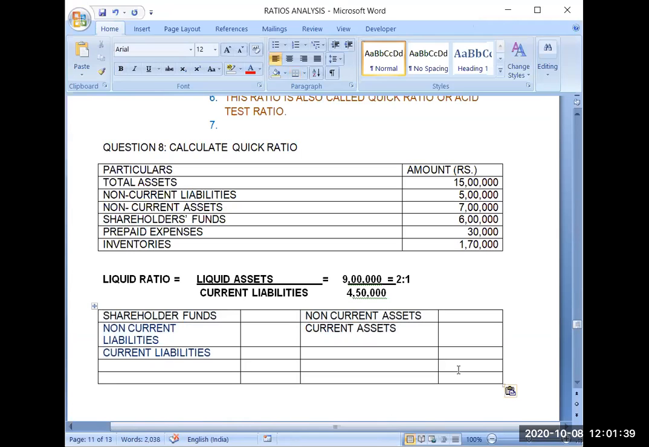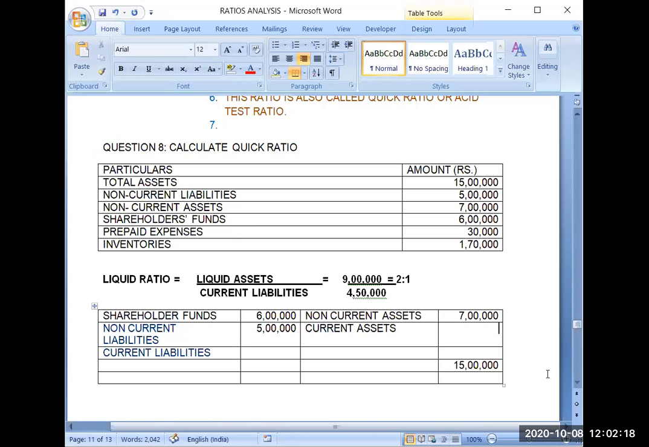See, total assets are given. So total assets will come here. Total assets are 15 lakh. Then non-current liabilities are given 5 lakh, so I will mention here non-current liabilities 5 lakh. Non-current assets are given 7 lakh. This will make the picture clear. Then shareholder fund is given 6 lakh. Prepaid expenses are given 30,000. That will be included in the value of current assets, and inventories is 1,70,000. That we don't need to write here.